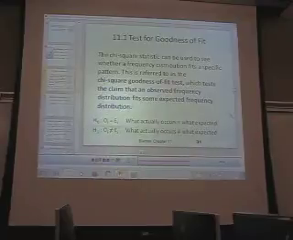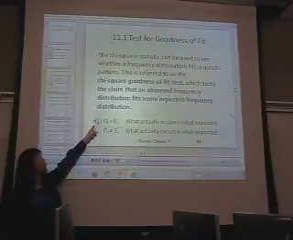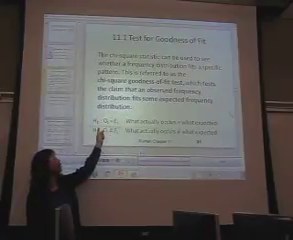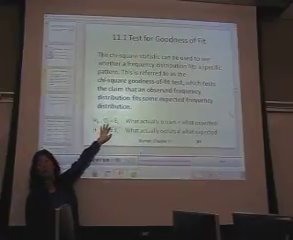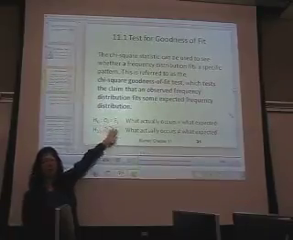In this case, our claim is pretty much always going to be H naught. We're always going to claim that it equals what we expect. So we're going to do the test to either reject or fail to reject our claim. Everybody on board with that part? Yes. Okay.